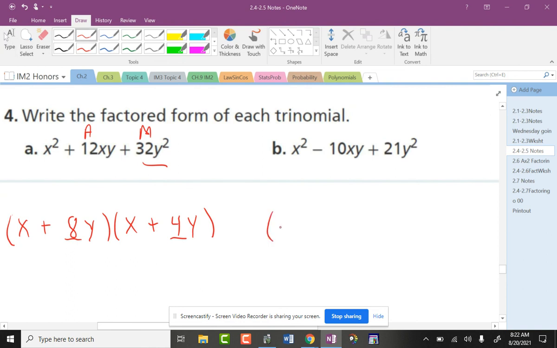Evan, same thing. Don't freak out too much. It is x, but with that y squared, the last terms have a y and a y attached to them, and that's how you end up getting y squared. So all you have to really worry about is what multiplies to 21 and adds to negative 10. What are the two numbers?